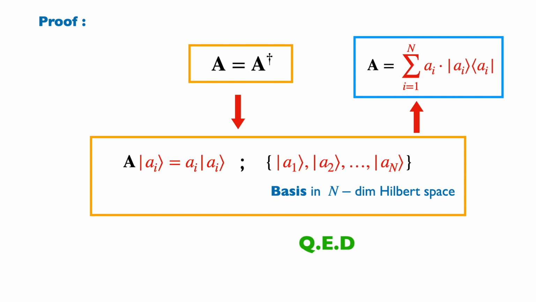This is an important theorem, and much of the calculations in quantum mechanics involve solving for the eigenvectors and eigenvalues of Hermitian operators, which represent physical observables.